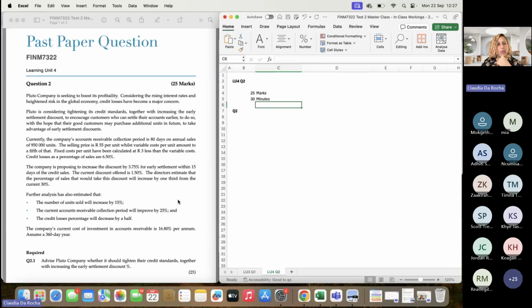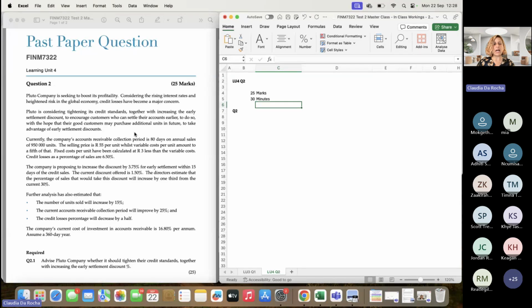Right. So Pluto Company is seeking to boost its profitability. I'll fix the spelling there. Considering the rising interest rates and heightened risk in the global economy, credit losses have become a major concern. Pluto is considering tightening its credit standards together with increasing the early settlement discount to encourage customers who can settle their accounts earlier to do so, with the hope that their good customers may purchase additional units in future to take advantage of early settlement discounts.